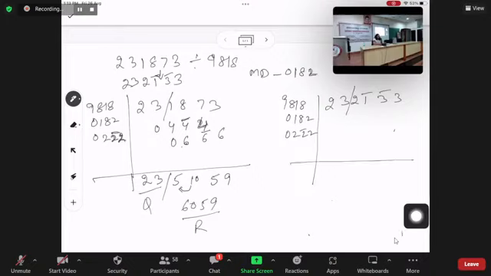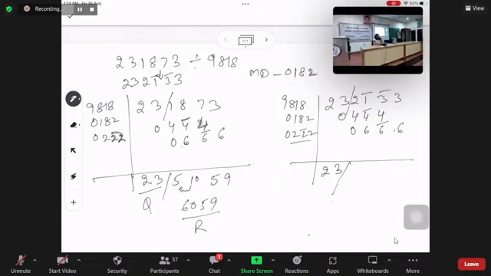First number as it is, 2. Multiply with the modified divisor. 2 into 0 is 0. 2 twos are 4. 2 twos are 4 bar. And 2 twos are 4. Next number is 3 plus 0 is 3. We put a slash. 3 into 0 is 0. 3 twos are 6. 3 twos are 6 bar. And 3 twos are 6.